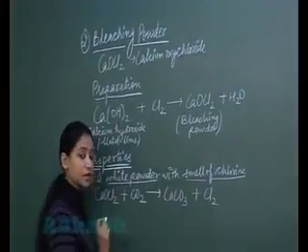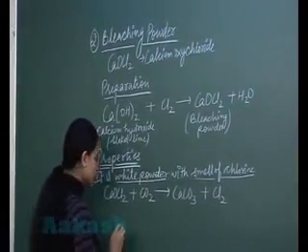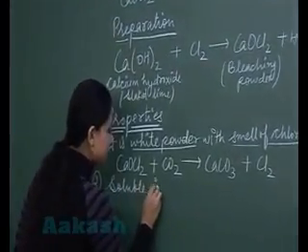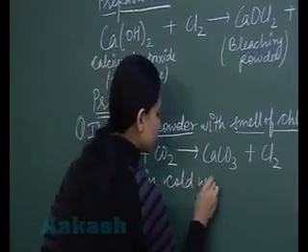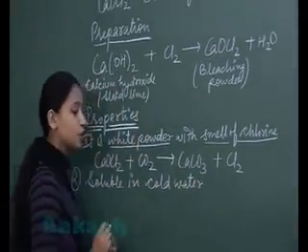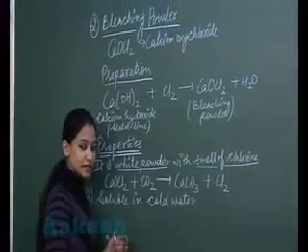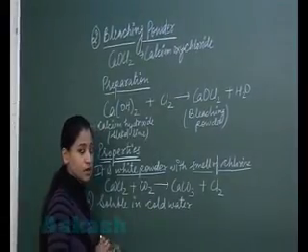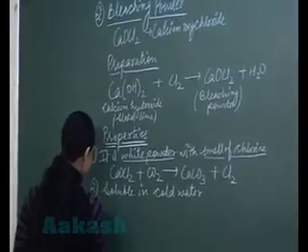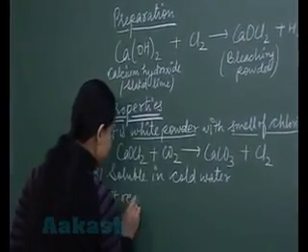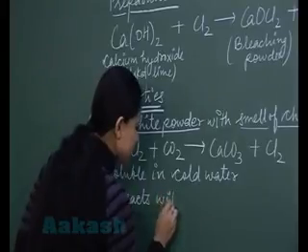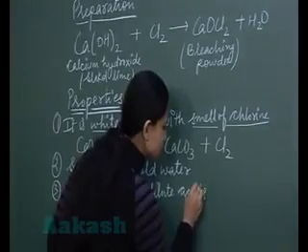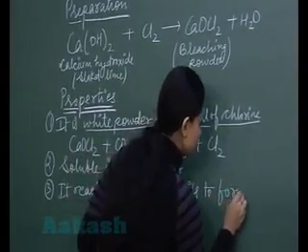Now students, the second property: it is soluble even in cold water. As such it is soluble even in cold water, but slight milkiness is seen. That is because of the unreacted lime which is present in bleaching powder. Now the third property: it reacts with dilute acids to form chlorine gas.